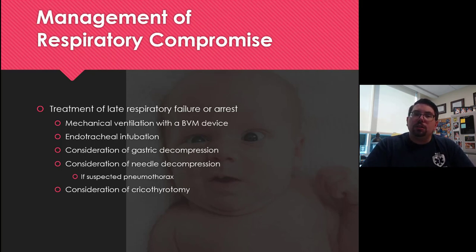We may also have to consider a needle chest decompression for patients who are suffering from some type of pneumothorax. And again, if necessary, even though it's a very late, aggressive procedure, consider cricothyrotomy as an alternative if, again, we have some type of severe upper airway constriction, a foreign body obstruction, something in regards to the upper airway.